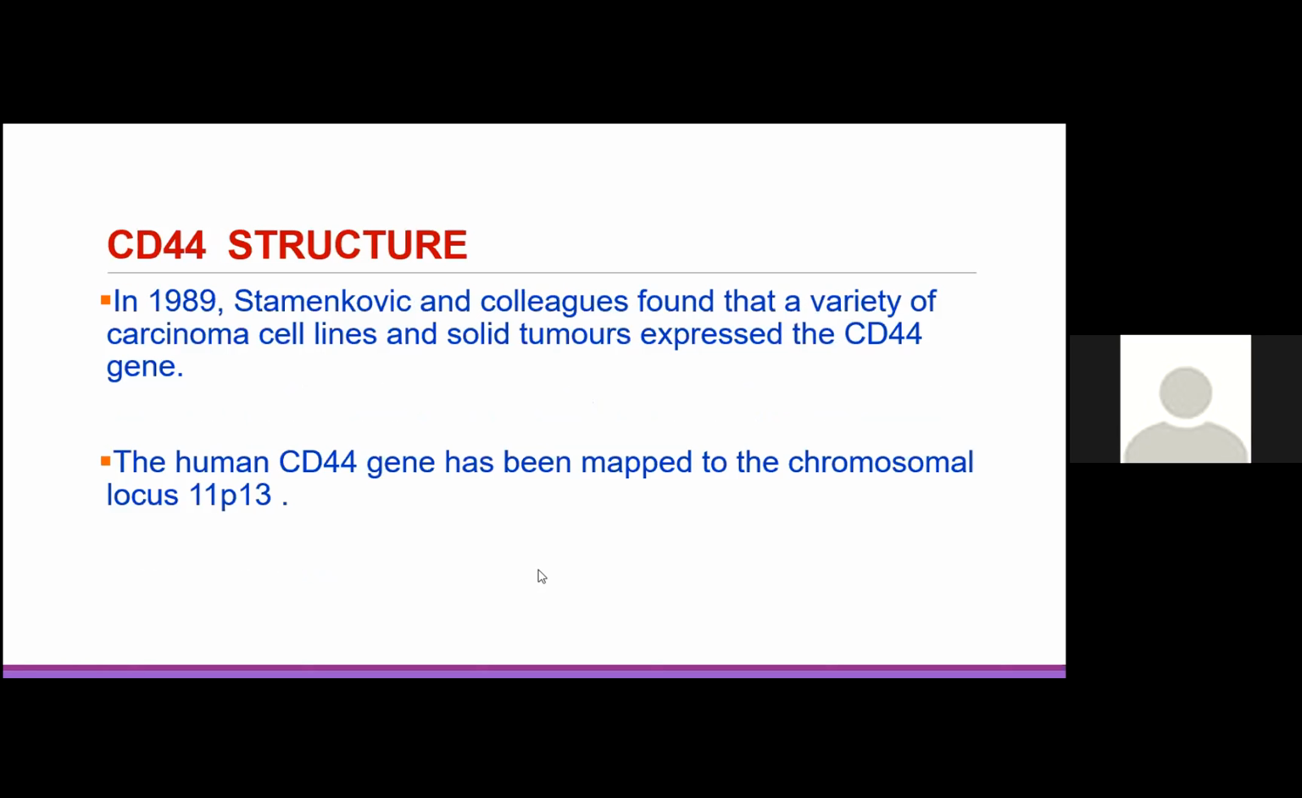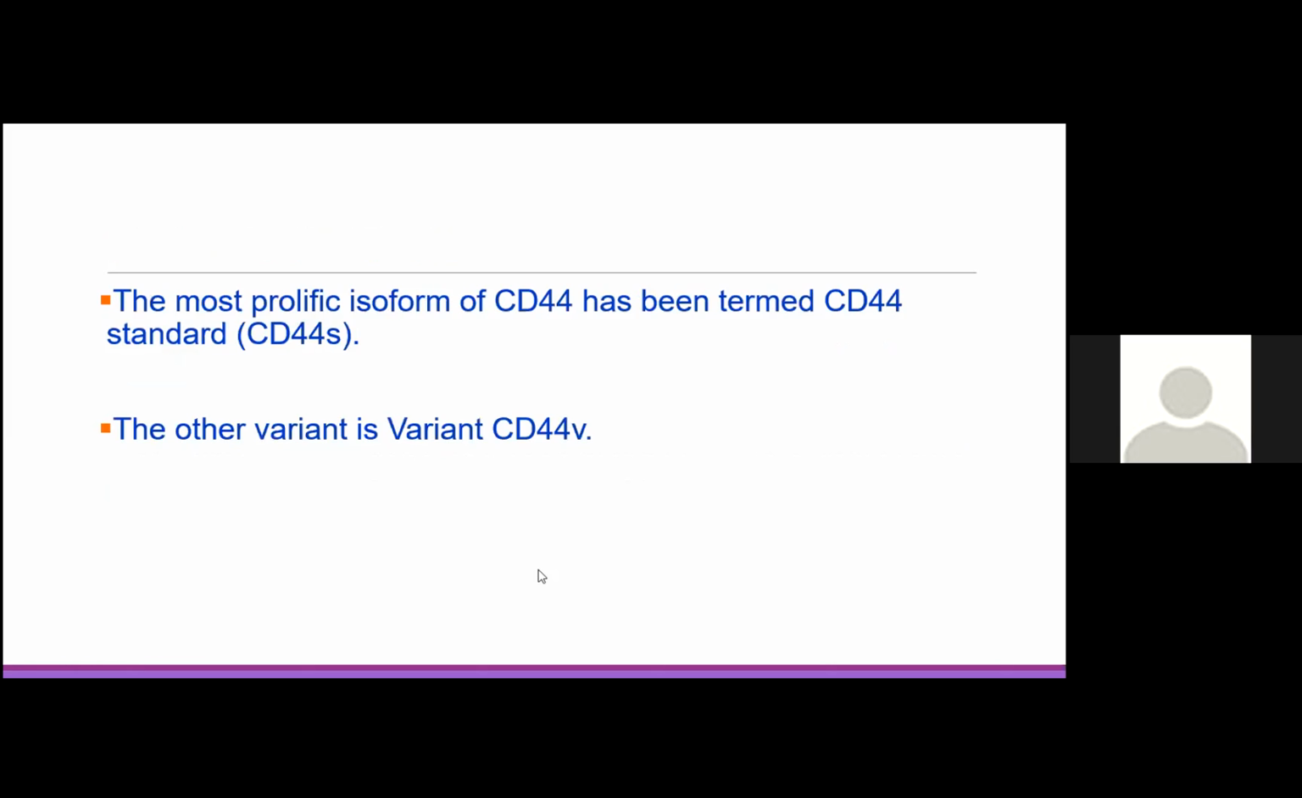In 1989, Stamenkovic and colleagues found that a variety of carcinoma cell lines and solid tumors expressed the CD44 gene. The CD44 gene has been mapped to chromosome locus 11p13, short arm. The most prolific isoform of CD44 has been termed CD44 standard, designated CD44S. The other variants are called CD44V, V1, V2, V3, and so on. There are multiple variants of CD44.